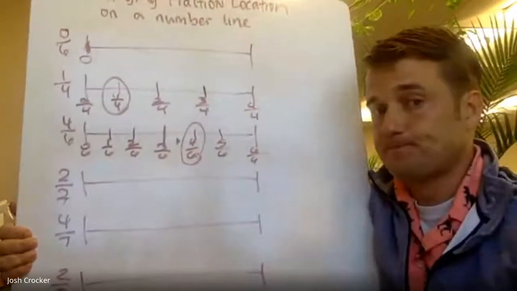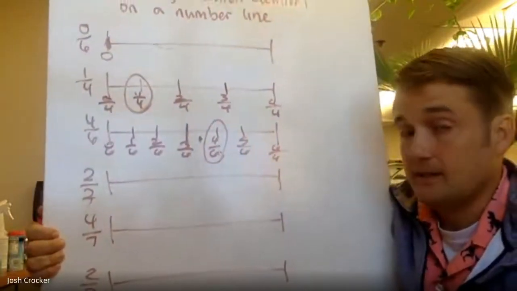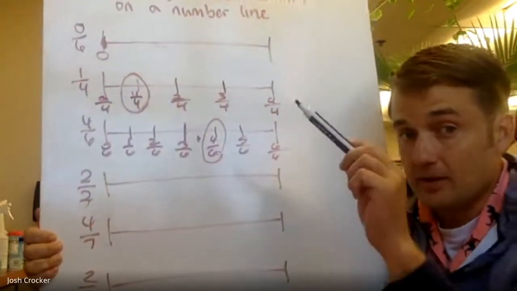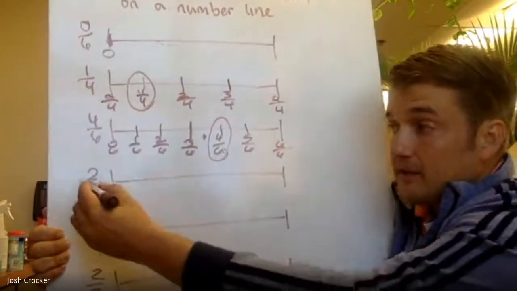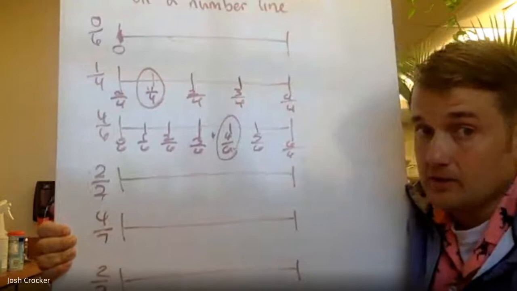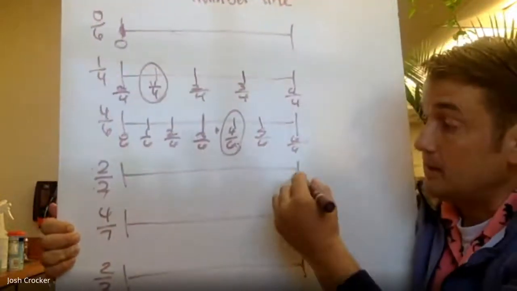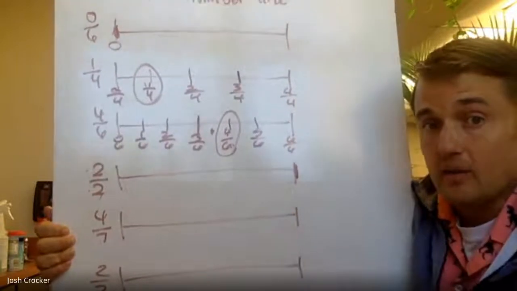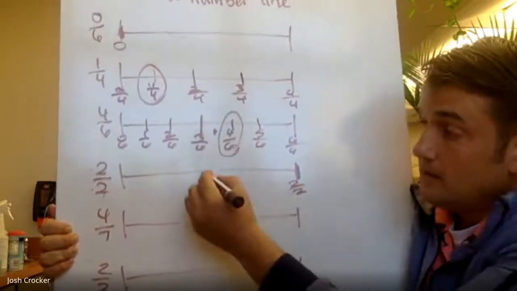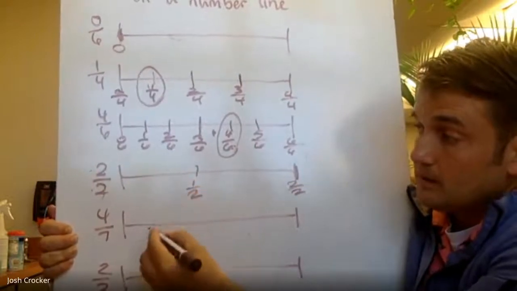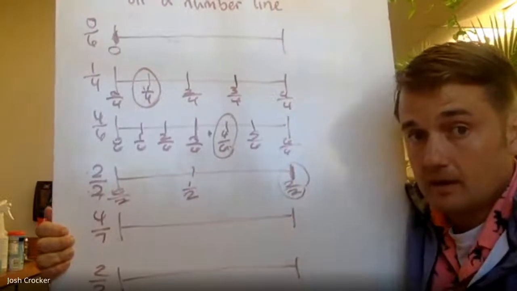Okay, next fraction, 2 halves. Now, just like anything with a 0 on the numerator is going to be all the way to the left, 0. Anytime that the numerator matches the denominator, 2 halves, 3 thirds, 4 fourths, 20 20ths, that's going to be all the way over here at 1 whole. Okay, so that's 2 halves. 1 half, of course, would be in the middle. 0 halves would be way over here, but that's my answer.